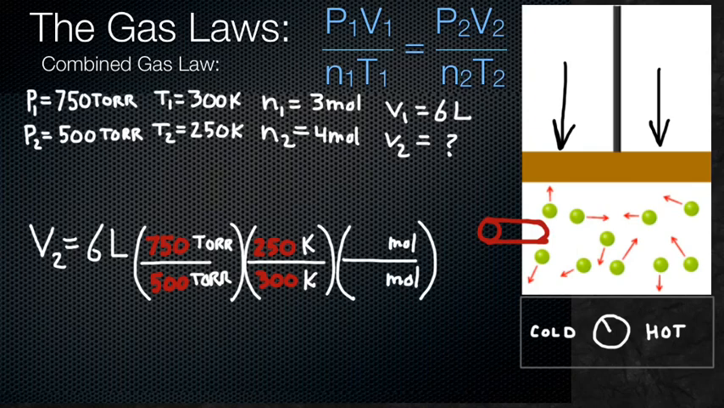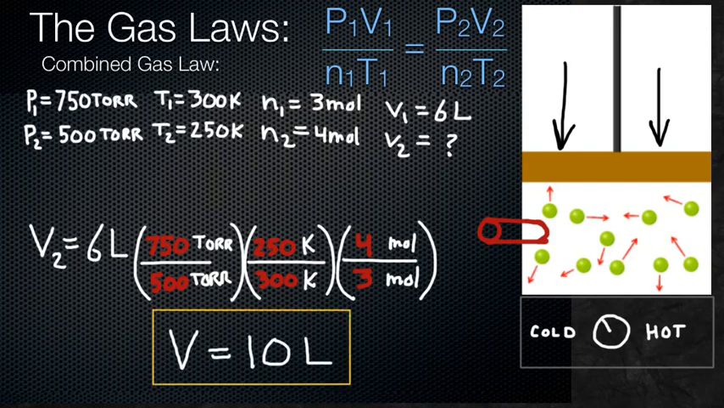Now forget about temperature, just think about the number of gas particles. If we blow some extra particles into that volume and increase the number of particles, the plunger will go up and the volume will increase. So we're going to put the large number on the top and the smaller number on the bottom. Simply do out your math, and we get an increase in volume of 10 liters.